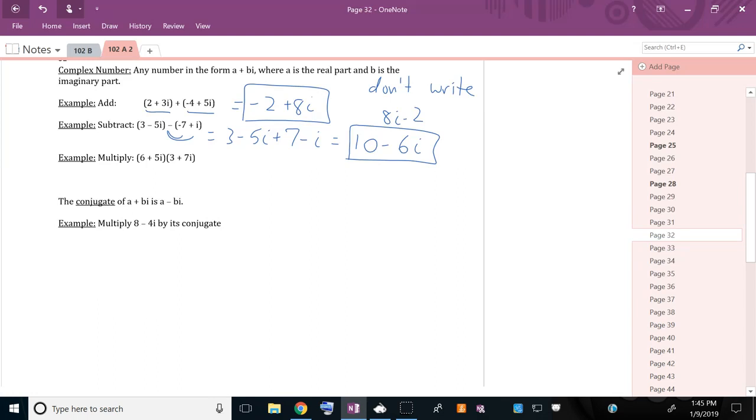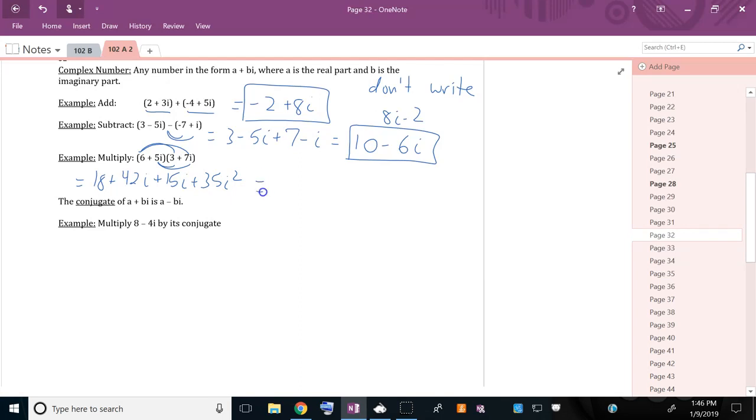Let's multiply 6 plus 5i times 3 plus 7i. So let's FOIL. 6 times 3 is 18. 6 times 7i is 42i. 5i times 3 is 15i. And 5i times 7i is 35i squared.